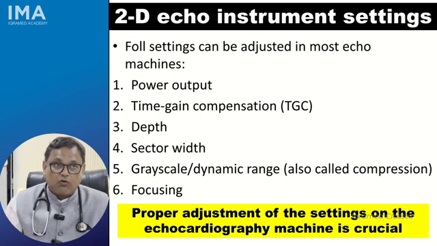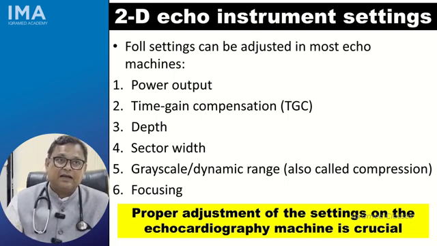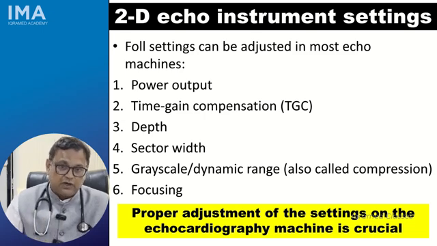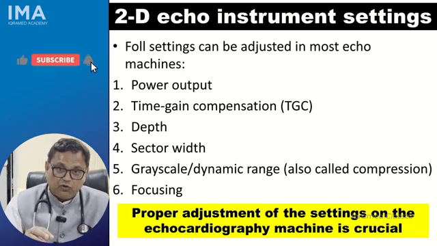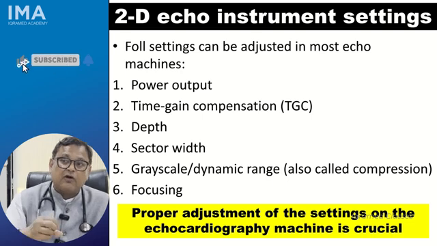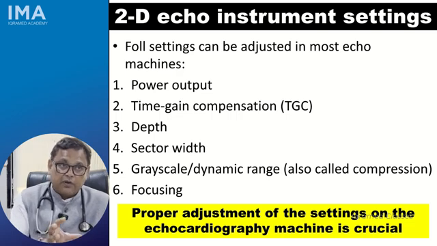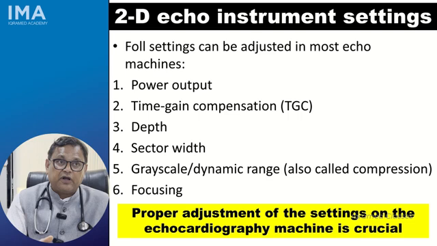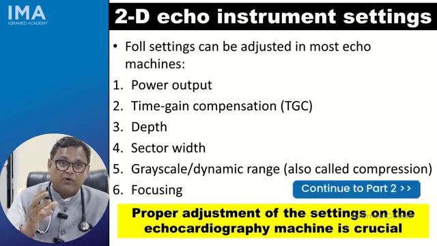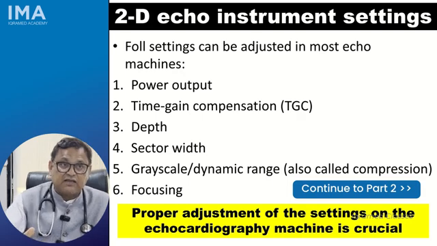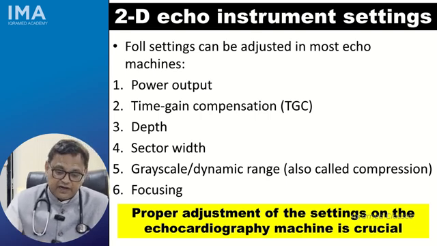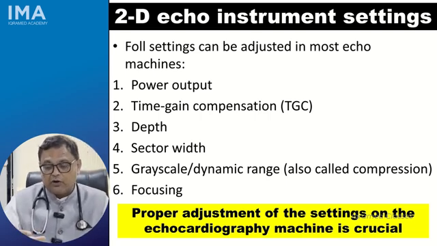The important settings are power output, of course. Without power you cannot do anything. Then time gain compensation, I showed you the time gain compensation. Then there is a setting of depth, where whatever depth you want to access, you can direct your echo images on that depth. Then whatever sector you want to see, you can arrange it to look at that particular sector only. And if very deep structures are there, very difficult, then you could even compress it so that you can see. Or if it is a very large volume of material that you want to see, you could compress it to make it smaller, and then be able to see.